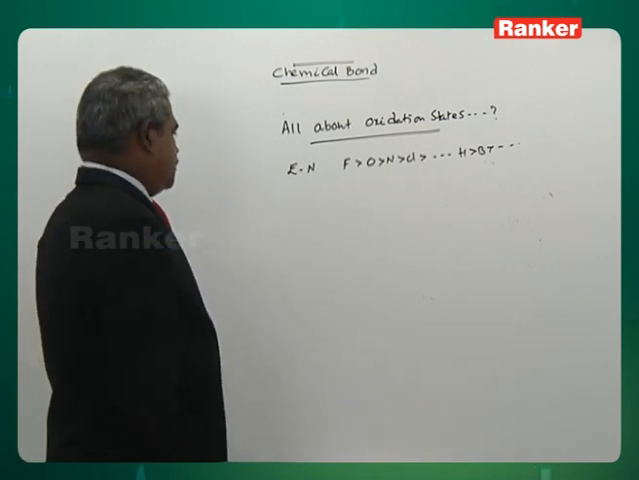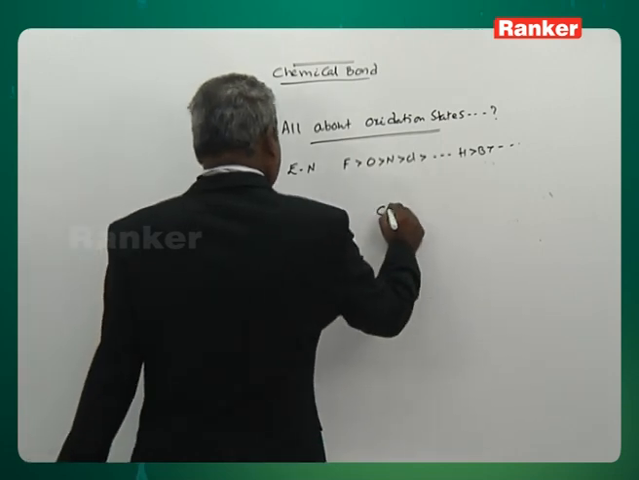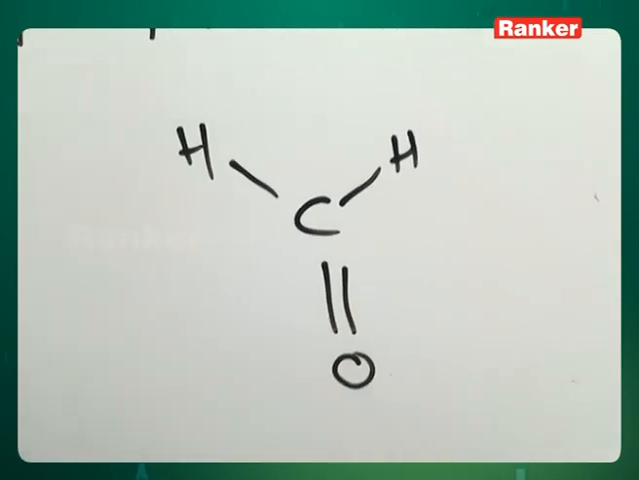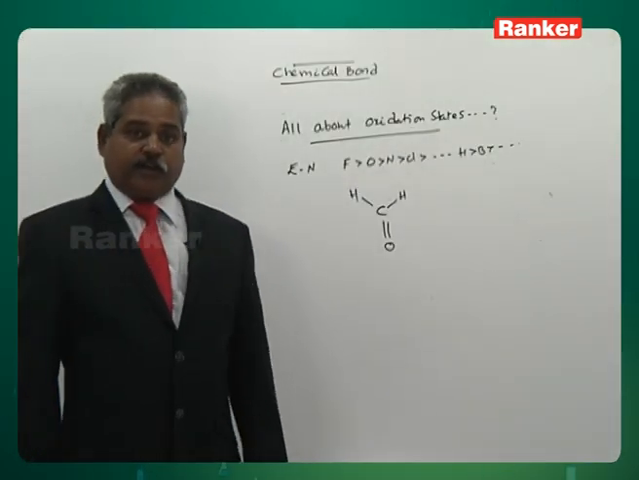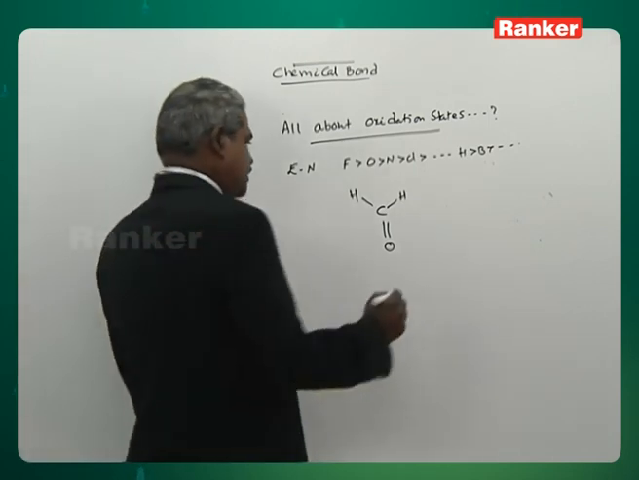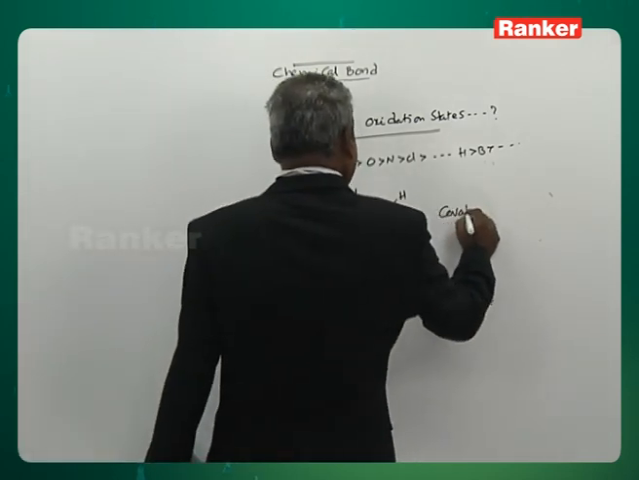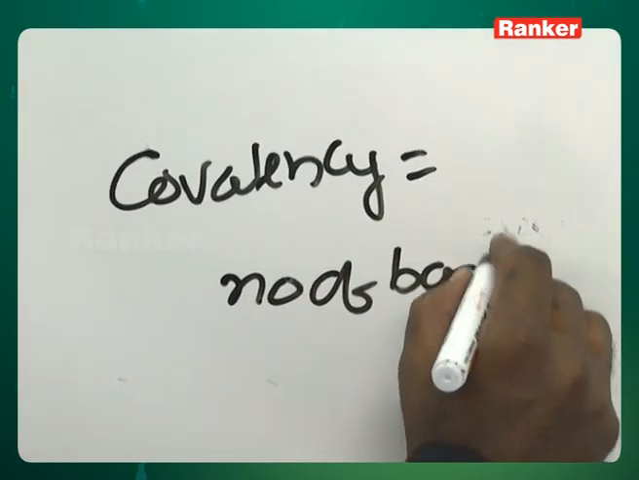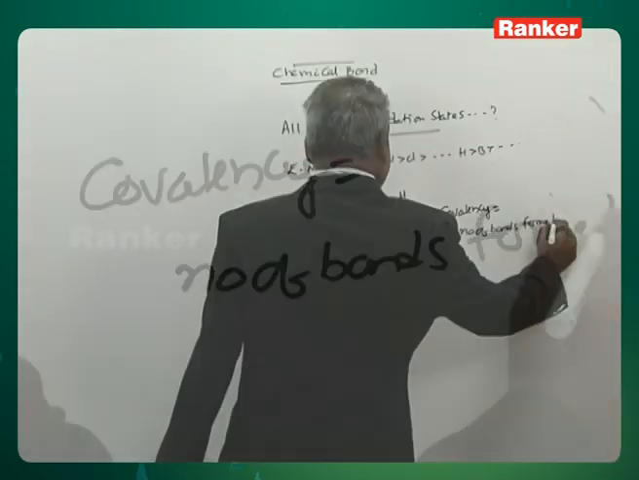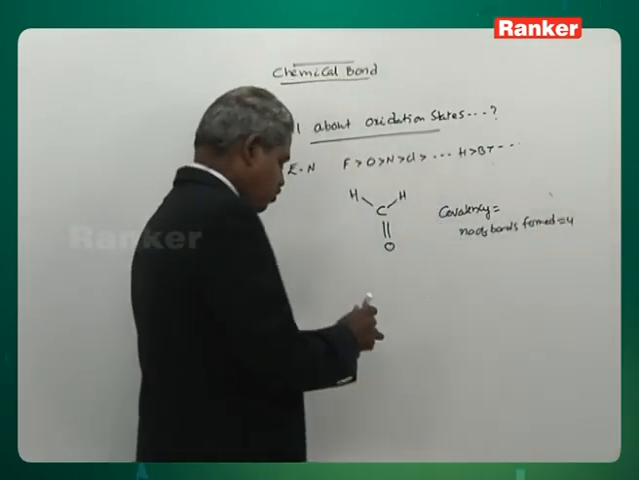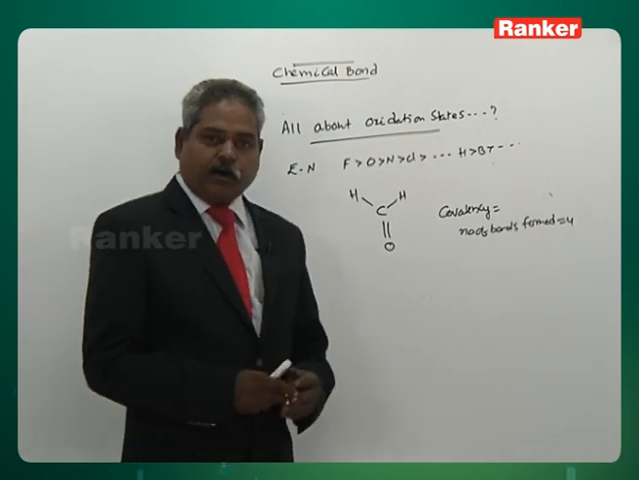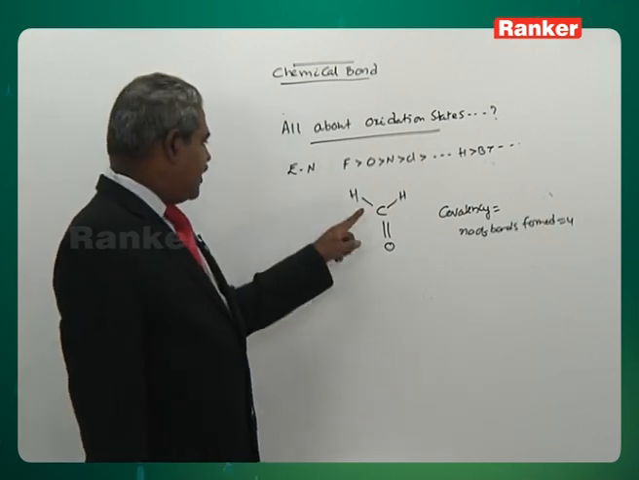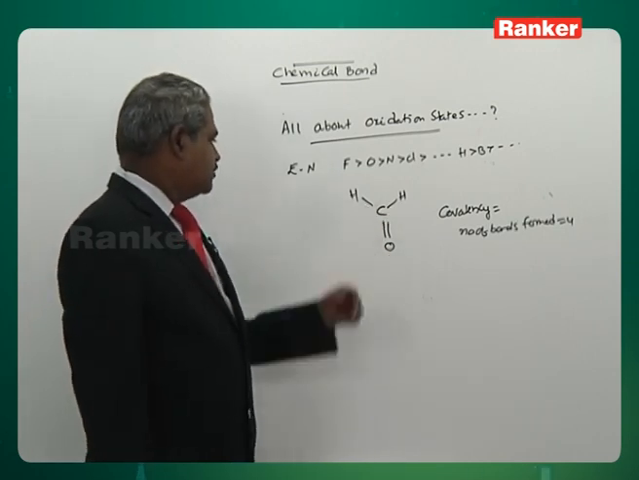Now, CH2O. What is carbon doing here? Carbon is in fact forming 4 bonds. You can say the covalency of carbon is 4. Covalency, number of bonds formed. So, carbon forming 4 bonds can be compared to carbon playing 4 matches: 1 match, 1 match, 2 matches with oxygen.